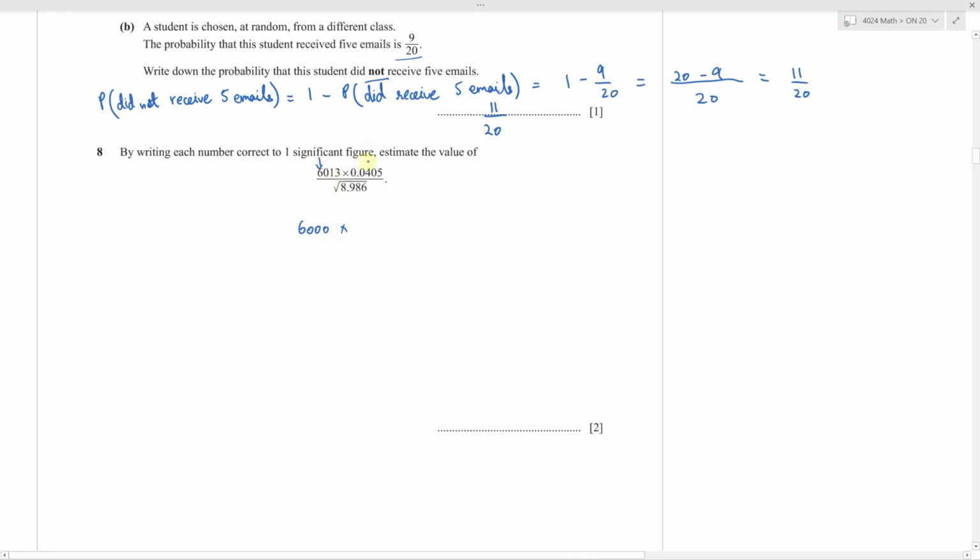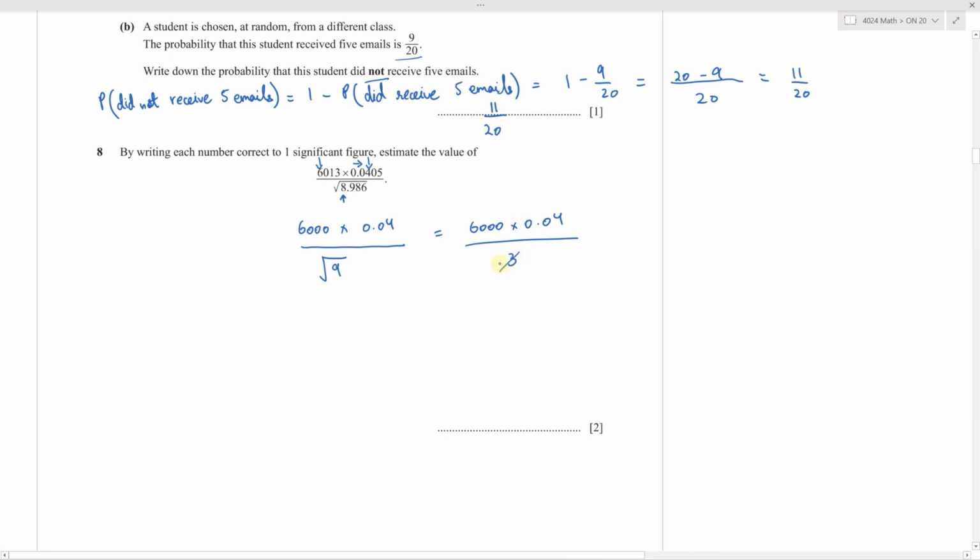Then multiplied by your first non-zero value. If you start to look from left to right in this direction, your first non-zero value is this 4. The next value is 0, so this will be rounded down. So this will become 0.04. And then the first non-zero value is 8. The next value is 9, so this will be rounded up to 9. So square root of 9. The square root of 9 is 3, so this will become 6000 multiplied by 0.04 over 3.